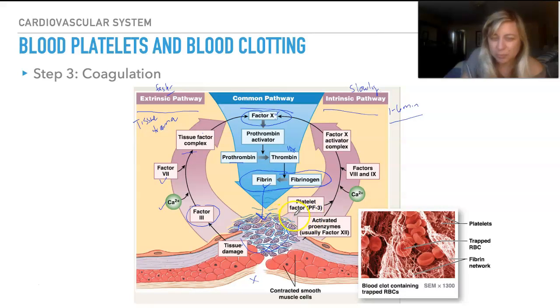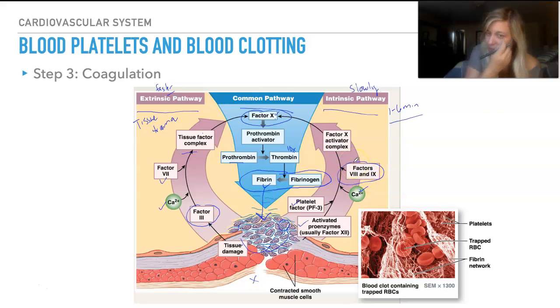Now, also, when we have a tissue break, we have intrinsic chemicals that are released. So, in other words, these platelets themselves, which are part of our blood, are going to release things like platelet factor 3 and some other clotting factors, which also interact with calcium, which interact with some other factors.